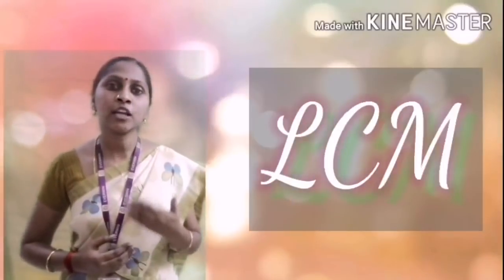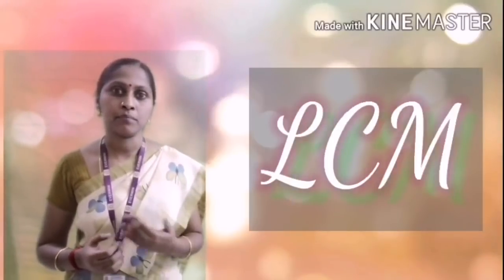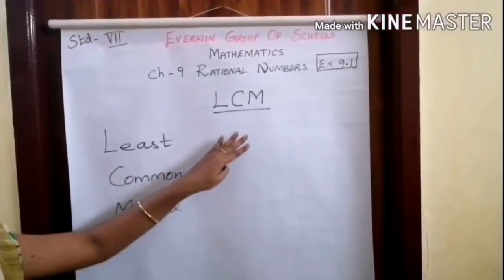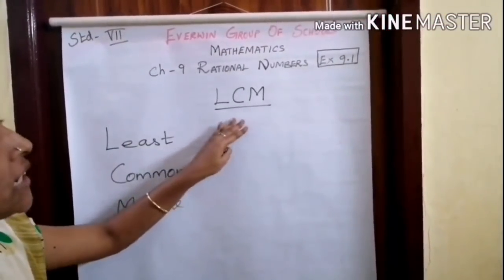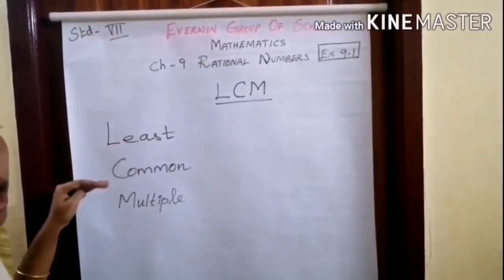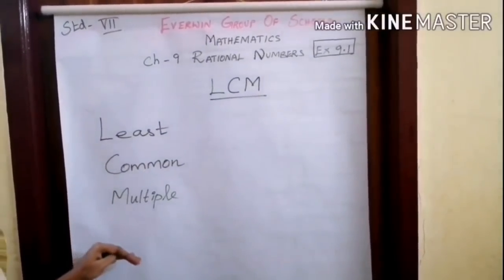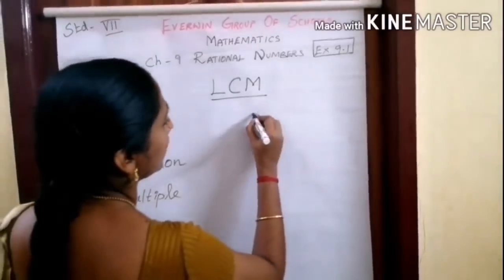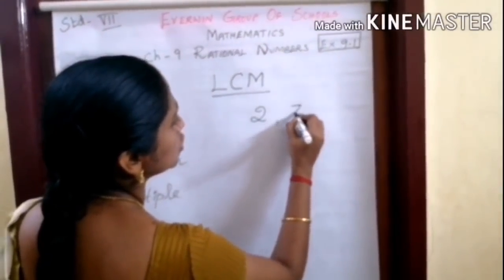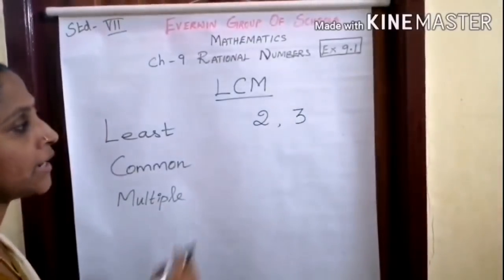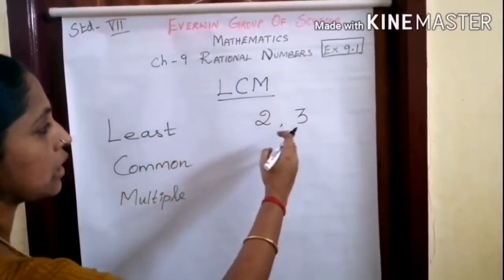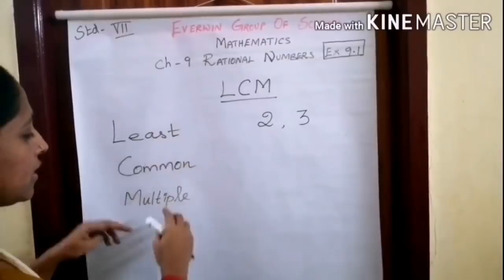First, we will see the concept of LCM. What is LCM? Least common multiple. What is the least common multiple of numbers? Let's see. I'll take one example: 2 and 3. I am going to find the LCM of 2 and 3.